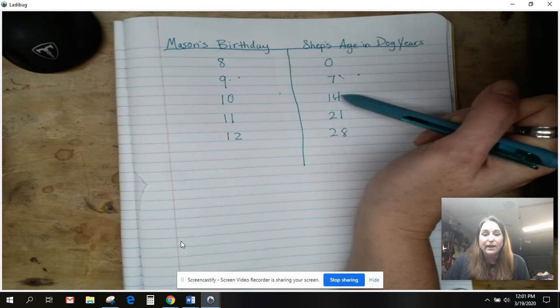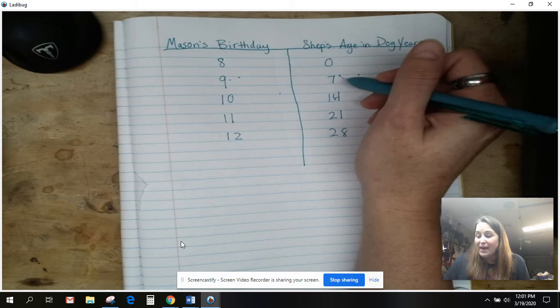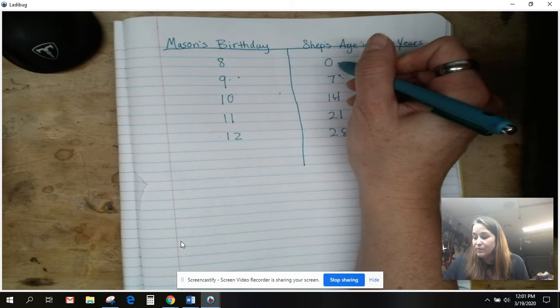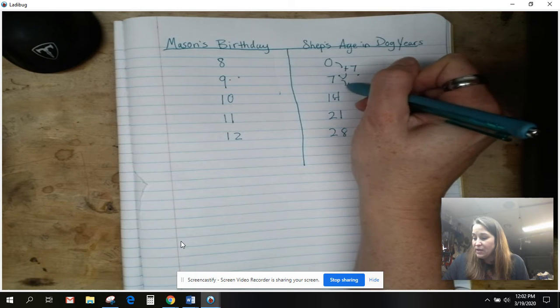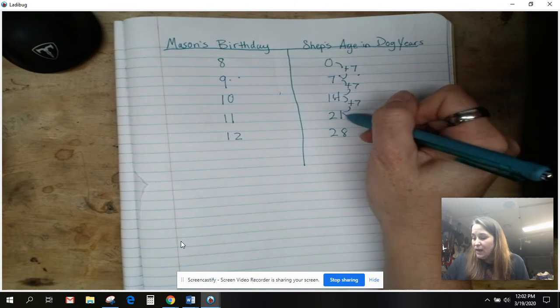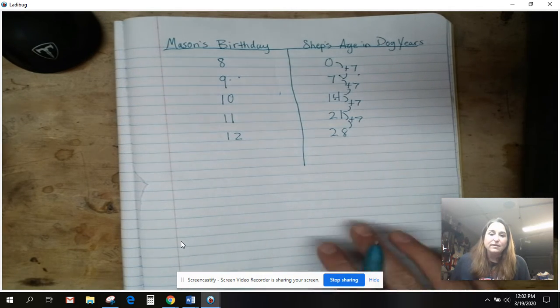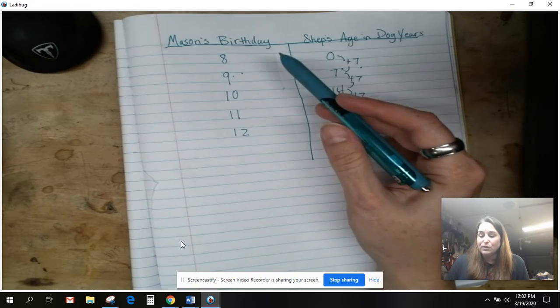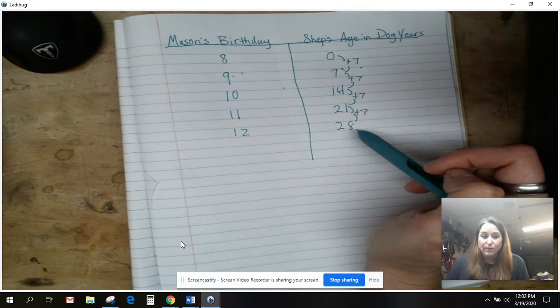We see moving on here that we're just going to be adding 7 from this point forward. So adding 7, so going from 0 to 7 is 7, and then another 7 is 14, another 7 to 21, and another 7 to 28. So adding 7s as we go up in ages with Mason's birthday helps us to see the age in which Shep is going to be.